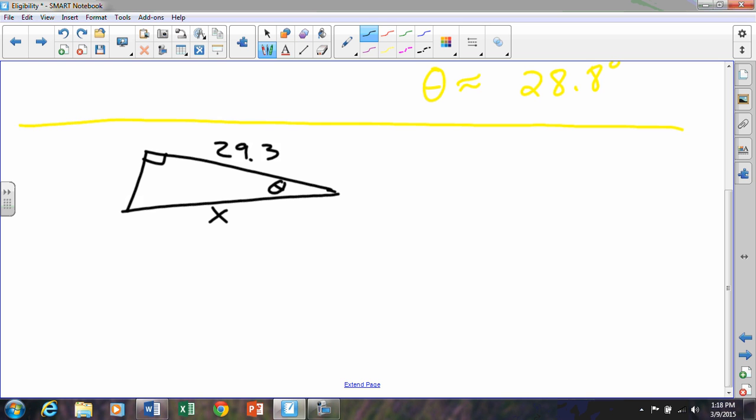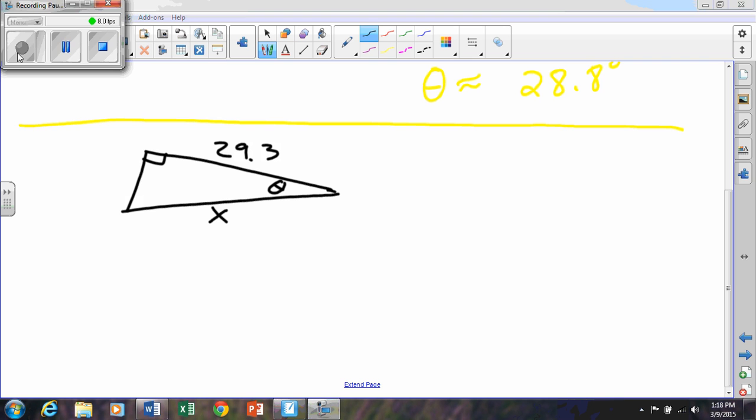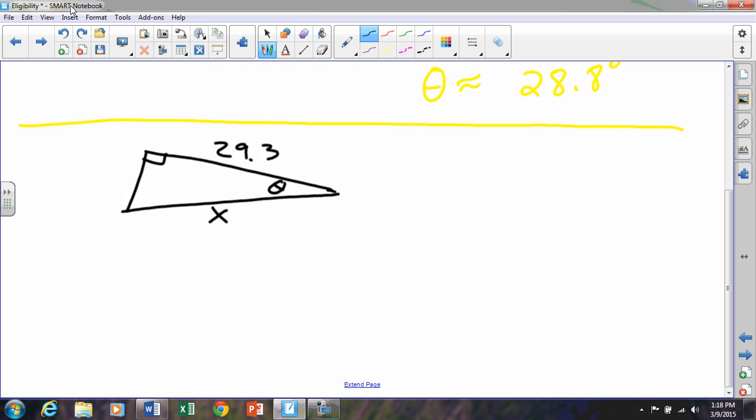For this one, figure out the length of this value x. Now, in this particular problem, we have to look at it and say, which pieces do we already have? Which pieces are we looking for?